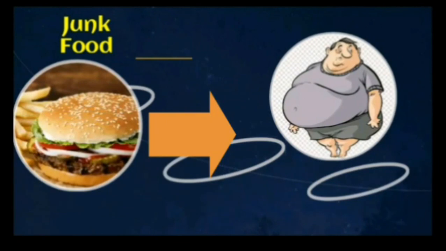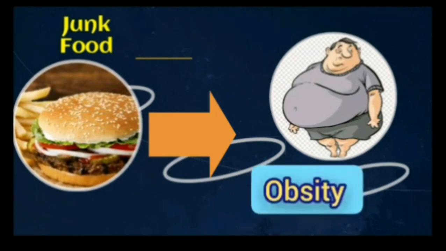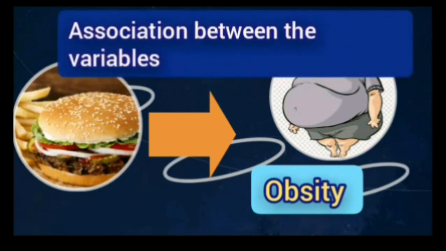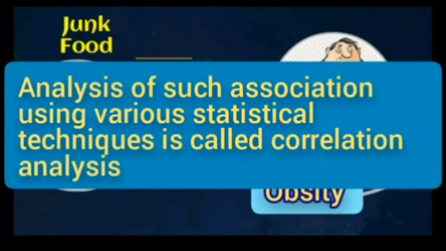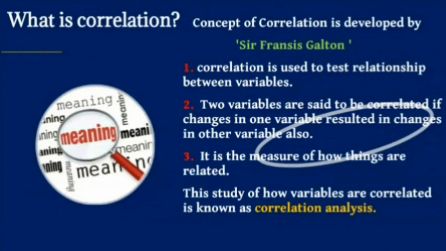Here we look at an example. Here I took two variables, junk food and obesity, and it is clear that more and more consumption of junk food will definitely lead to obesity. So here two variables, junk food and obesity, are correlated to each other. So we can say that a correlation exists between junk food and obesity. This is correlation. Simply speaking, correlation means the association between the variables, and the analysis of such association using various statistical techniques is known as correlation analysis. Now let us look at the second point.